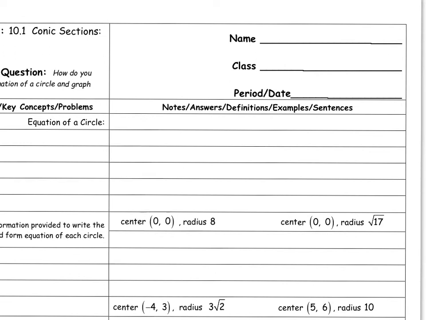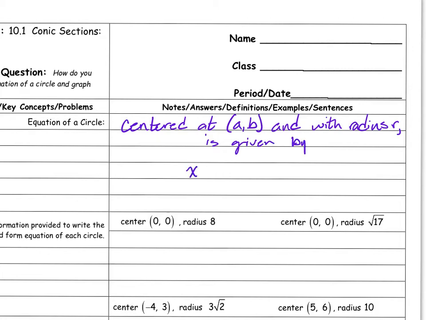A circle centered at the point (a, b) with radius r is given by (x - a)^2 + (y - b)^2 = r^2.